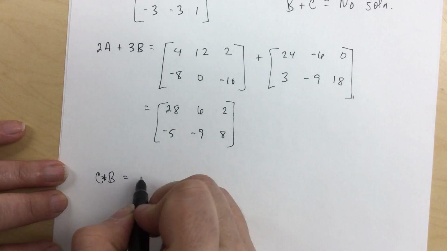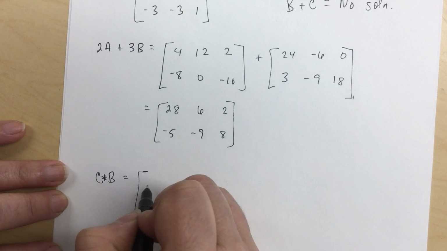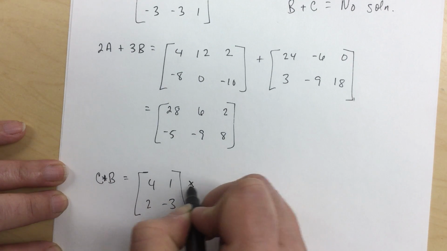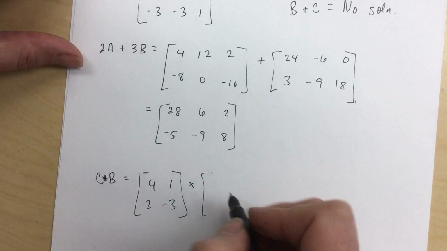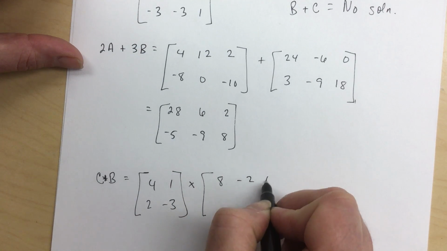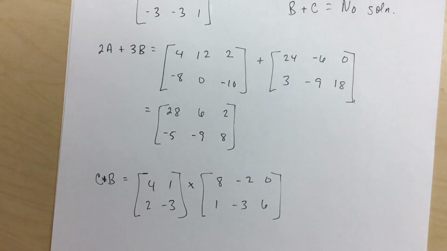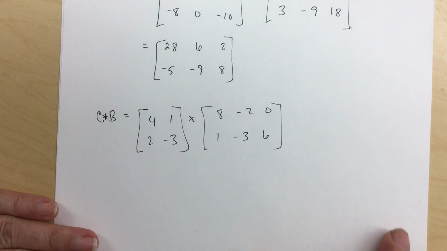So C times B, if I use the same matrix, C is [4, 1; 2, -3], and we're going to multiply it by B, which is [8, -2, 0; 1, -3, 6]. Okay. Yes, but they have to fit. They have to fit a certain pattern.